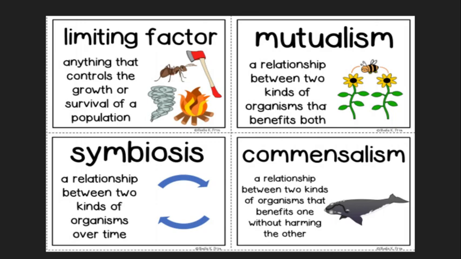All right, so let's talk about some of these relationships in the ecosystem. Symbiosis is a relationship between two kinds of organisms over time. That means that they work together to survive. There's a relationship between them. Now, there's different kinds of relationships. So the first relationship that we're going to talk about is mutualism, a relationship between two kinds of organisms that benefits both organisms. So you have this nice little illustration of the honeybee. So mutualism means that both organisms are getting something out of the relationship.